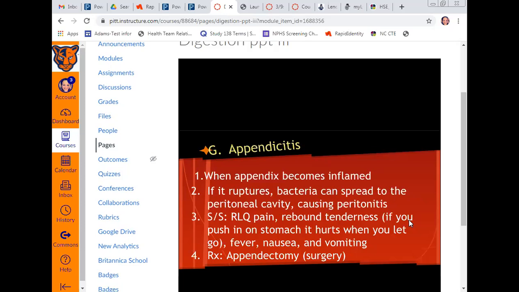Appendicitis is inflammation of the appendix. If it ruptures, it can spread. The biggest thing to remember with this is appendicitis has rebound pain. If we push on your belly and it gets worse when we let go, then they're going to immediately trigger in that this could be appendicitis. Appendicitis is usually not life-threatening unless it bursts, okay? Treatment for this is an appendectomy. We're going to take it out.